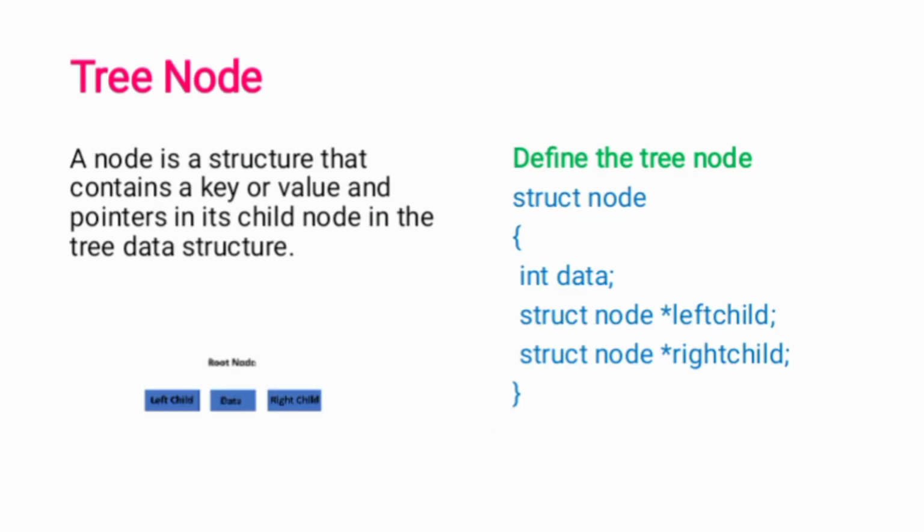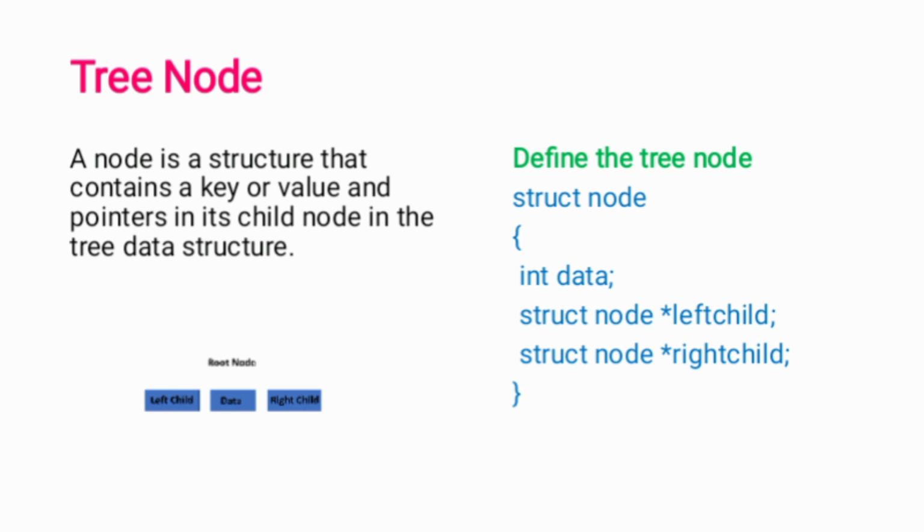Tree node. A node is a structure that contains a key or value and pointers to its child nodes in the tree data structure. Here we have the syntax to define the tree node. This structure is commonly used in implementing binary trees and related data structures, where each node has some data and references to its left and right child nodes.